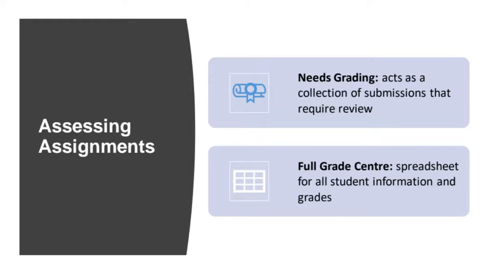In your Grade Center, you will have two options for views. You'll be able to look at needs grading, and then you'll be able to look at the full Grade Center. Needs grading will only show you ones for which you haven't submitted a grade. And the full Grade Center will show you every column in the Grade Center with all student submissions and their grades if they're available.